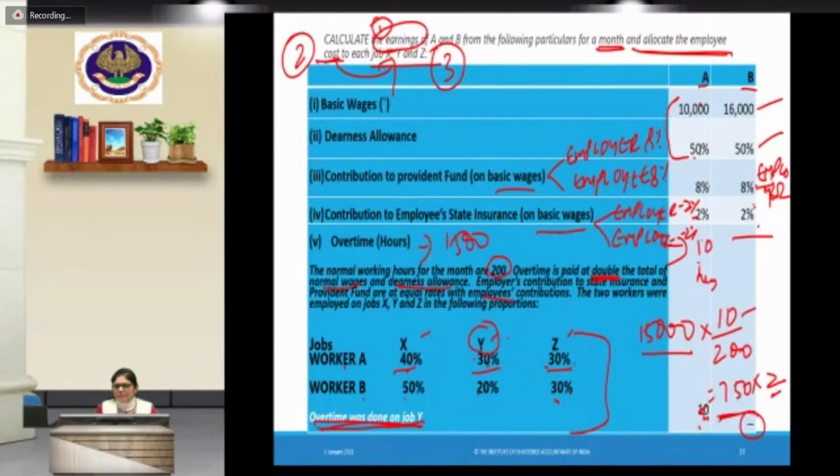Clear? 10 hours. I've just written it over here. It was written here. 10 hours was done only by worker A. It was given in the question. Clear? No overtime was done by worker B. So I hope now the doubt is clear. Shavik, if we read the question, overtime is done only by worker A and on job Y. Nothing is assumed here. Everything is given in the question. Clear? I hope your doubt gets clear once you see the question.